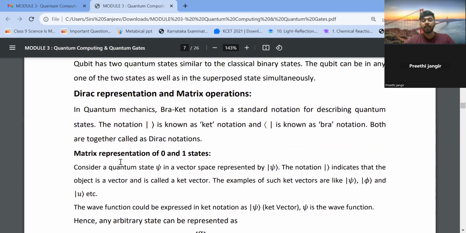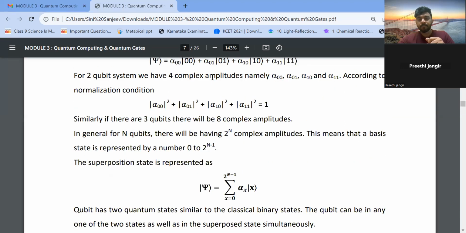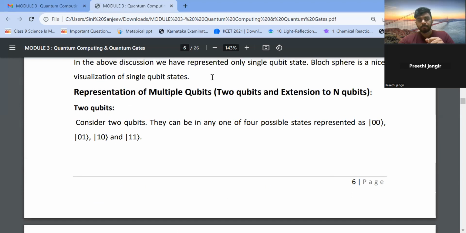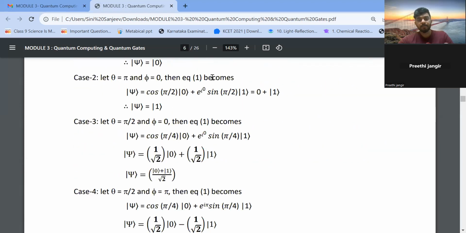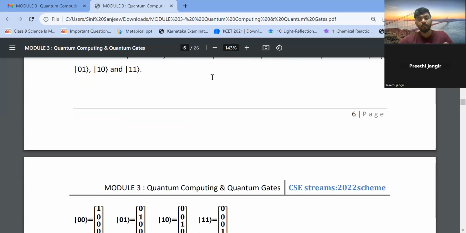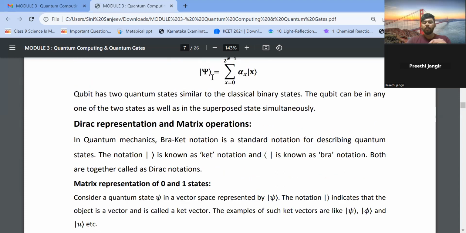So coming to the Dirac representation, the matrix operation. There is a notation. See, the 0 and the 1, correct? We had that notation, right? Let's come back to this. You can see the notations here, especially the 0 and the 1. The notation has a name, correct? Normally we don't pronounce this name, we just say 0 and 1.